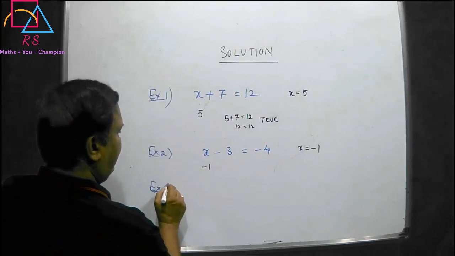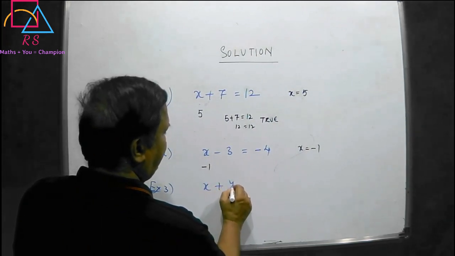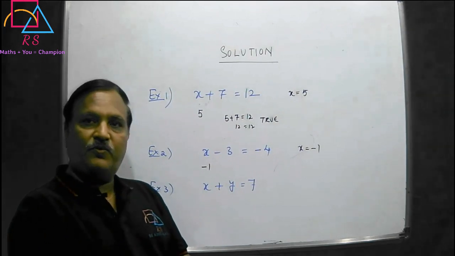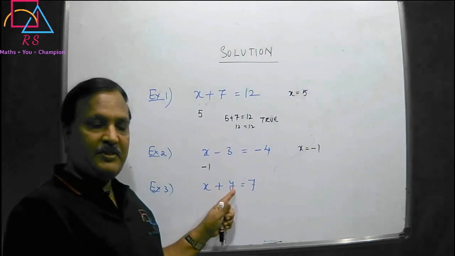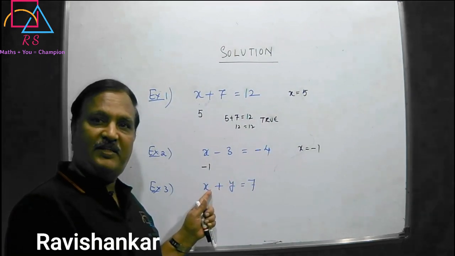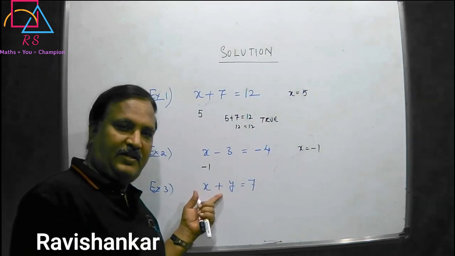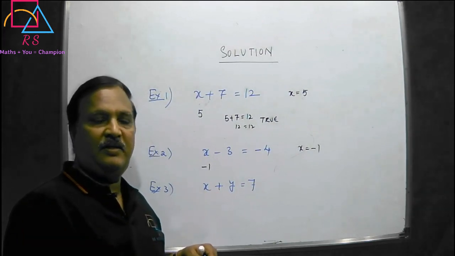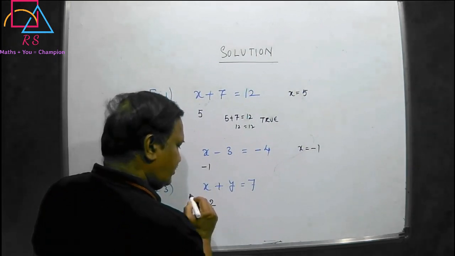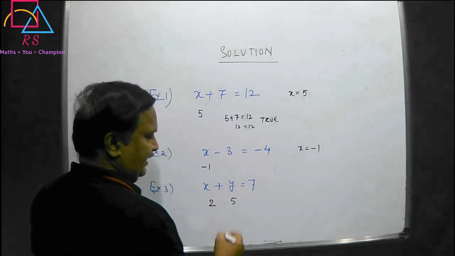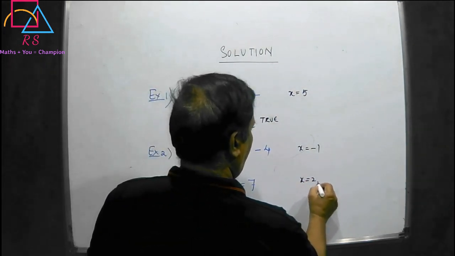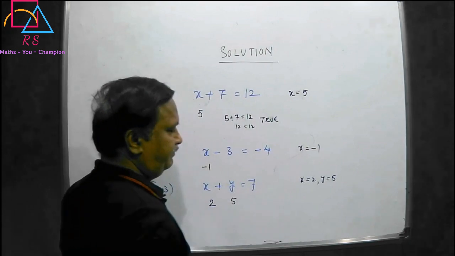Example 3, let me give two variables: x plus y is equal to 7. Here also, what is the degree? There are two variables, both variables have powers 1 and 1 only, therefore it is a first degree equation, therefore it is a linear equation in two variables. So, what is the solution? Suppose I put x is equal to 2, then y is equal to 5. So, the solution is x is equal to 2, y is equal to 5.